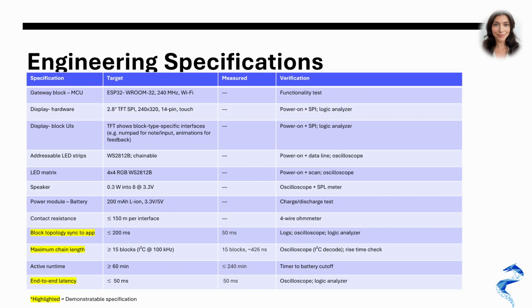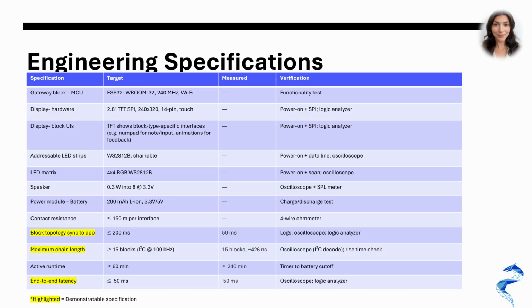For our engineering specifications, we tie the hardware choices directly to measurable targets and how we'll verify them. At the component and block level, we're using an ESP32 Vroom running at 240 MHz with Wi-Fi as the brain. Every block gets a 2.8-inch SPI TFT with touch, and we use that not just as a display, but to host block-specific UIs, for example, numpads for input or note blocks.